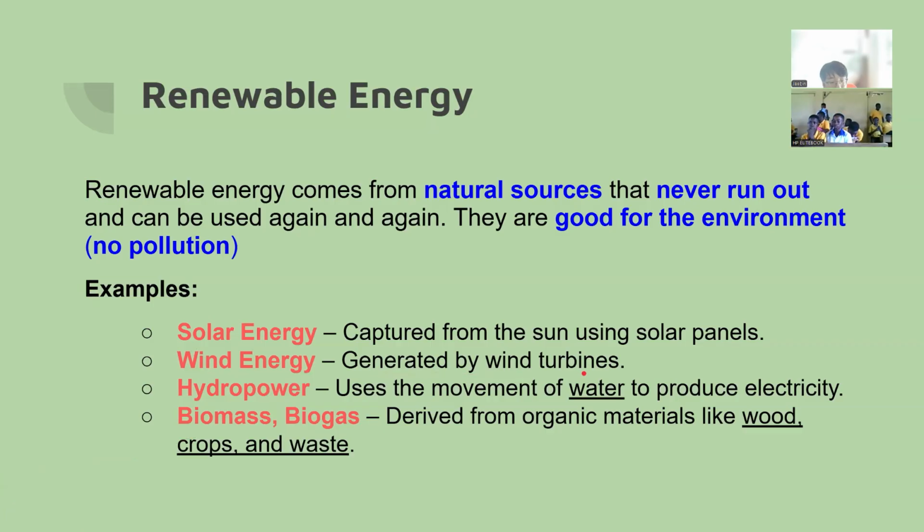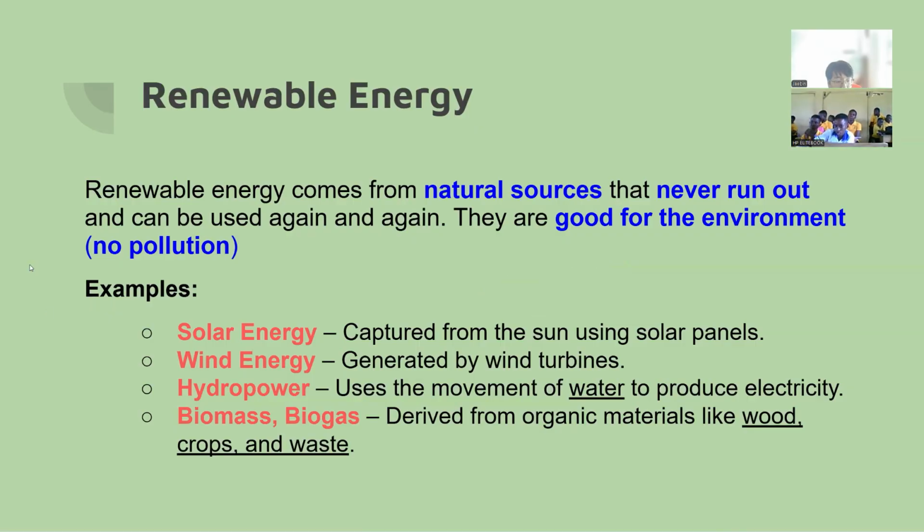Things like wind turbines generate electrical energy from wind. We also use hydropower. Hydro means water, so it uses the movement of water to produce electricity. It's really interesting, right? We use the natural water flow, and maybe here's a generator, and when water flows down, this generator spins and it converts mechanical energy to electrical energy.